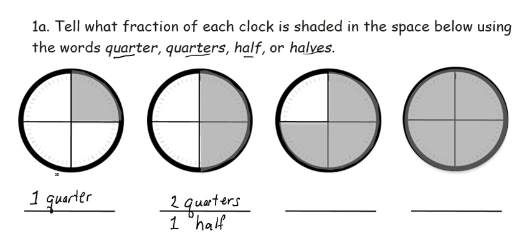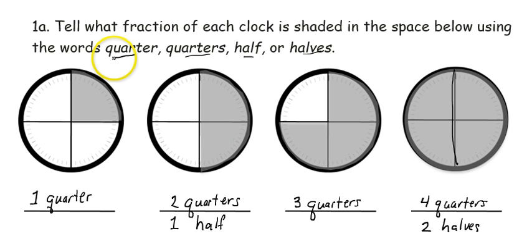In the next clock, 3 out of the 4 pieces are shaded, so we'll call that 3 quarters. And in the last clock, you can see all 4 pieces have been shaded. We'll call that 4 quarters. Or if I look, I can see that the clock has also been divided into 2 halves, so we'll mark that down as well.